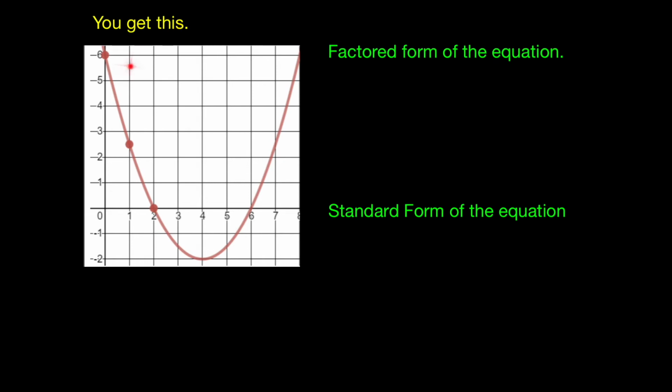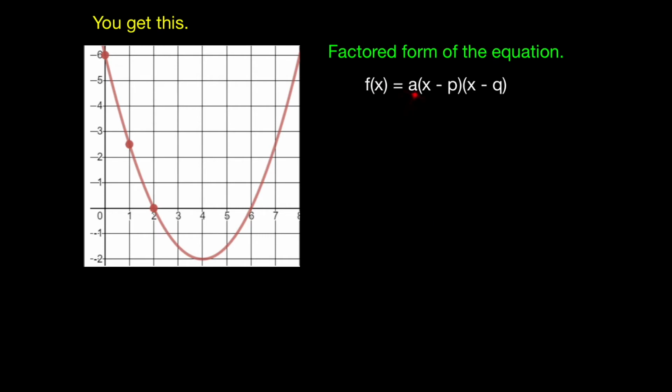For the given problem, I'm given one piece of information and I have to find the other two. Let's begin with factored form. The generic form is a multiplied with x minus p and x minus q. P and q represent the x-intercepts. And here, looking at the graph, we can see that the x-intercepts occur at positive 2 and positive 6. So we're going to replace p with 2 and we're going to replace q with 6.